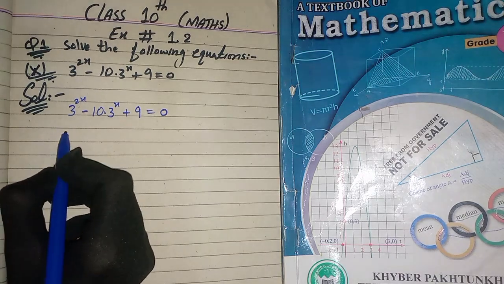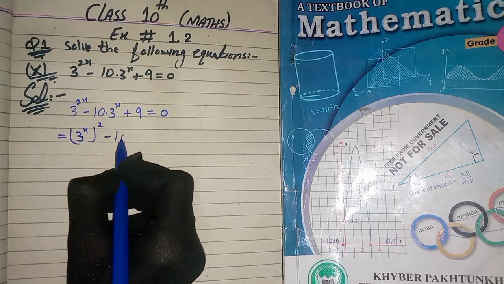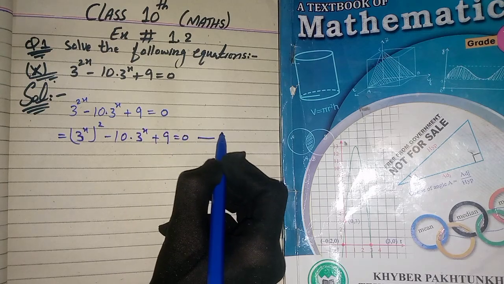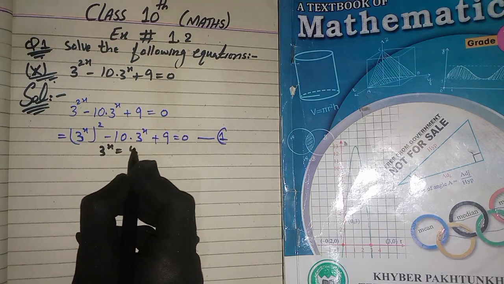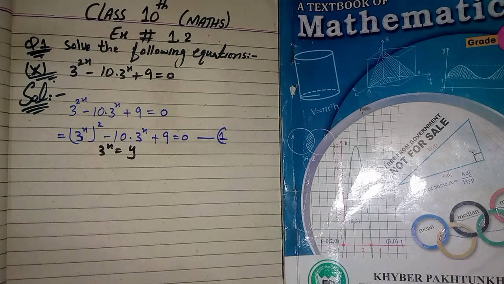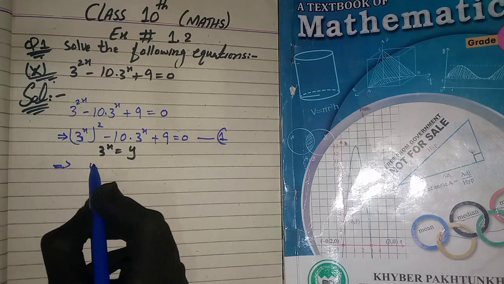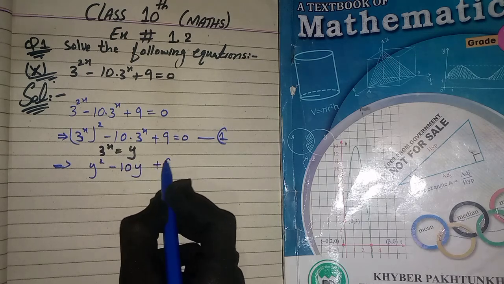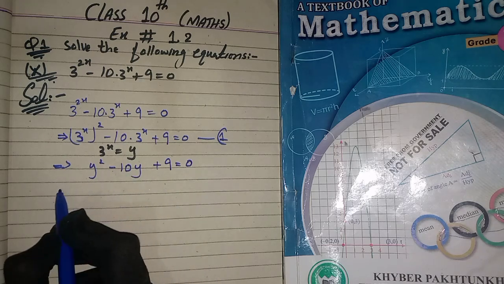We can write as 3 power x whole squared minus 10 into 3 power x plus 9 equal to 0. Equation 1. Now we let 3 power x equal to y. So equation 1 becomes y square minus 10y plus 9 equal to 0. Now we solve this equation by factorization method.